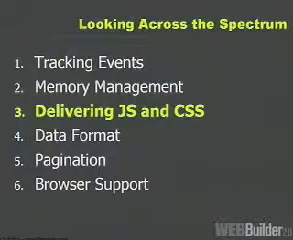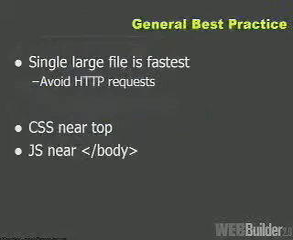Number three is actually delivering JavaScript and CSS files. I mentioned earlier about CSS sprites, which is a technique for putting many images into a single file. We like doing that for images when we can. But this is about JavaScript and CSS. We just blogged about this last week, and we've got a few more in our performance series coming. But a single large file is the fastest. The worst thing for your site is multiple HTTP requests. So everything you can do to reduce the number of HTTP requests is really key to having a performant site.